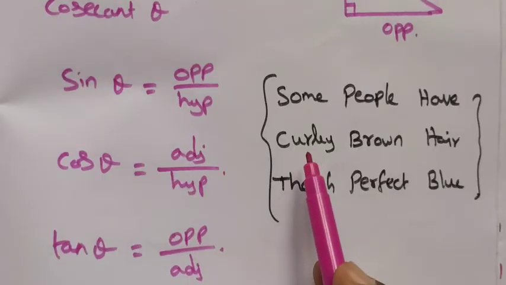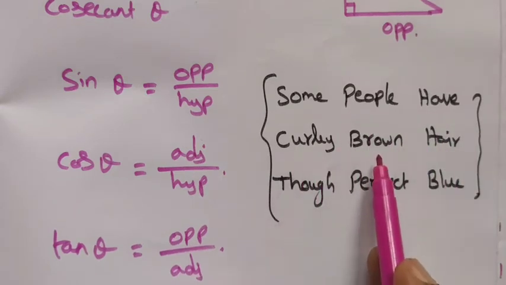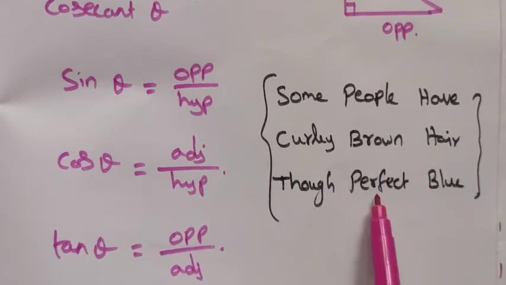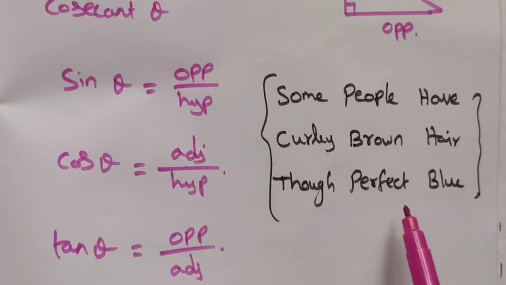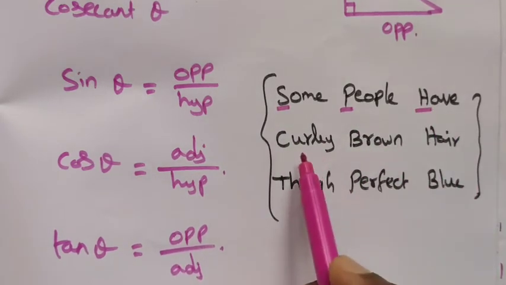Here I introduce the words. Some people have curly brown hair though perfect blue. This is the short idea to remember the ratios, right? See, I am going to underline the first letter in each case.